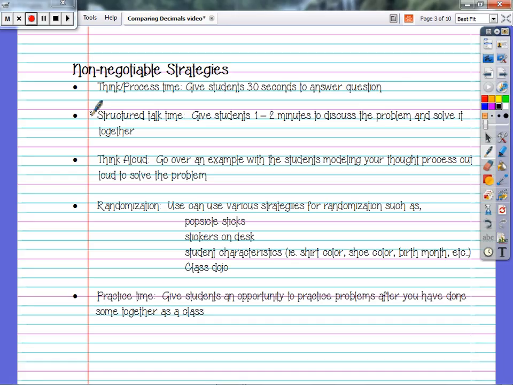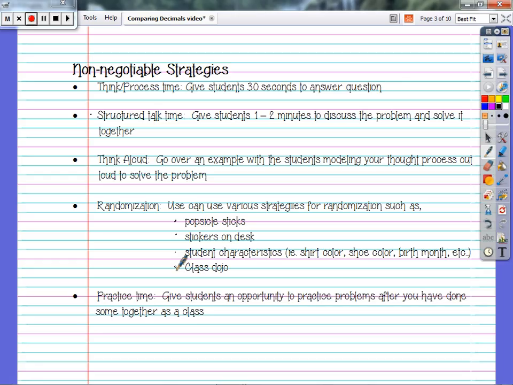So as you're going through the problem, you're thinking out loud. You're going to be required to use some randomization strategies. And with this, you can use various strategies for randomization, which are just some examples of things that you can use. You can use popsicle sticks. You can use stickers. Student characteristics, for example, you can pick a student by shirt color, shoe color, birth month, and anything of that type. You can also use Class Dojo. But like I said, you're not limited to just these strategies here. You can use whatever randomization strategies you feel most comfortable using.